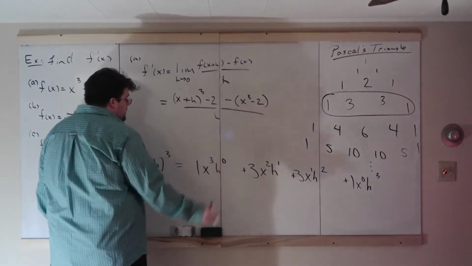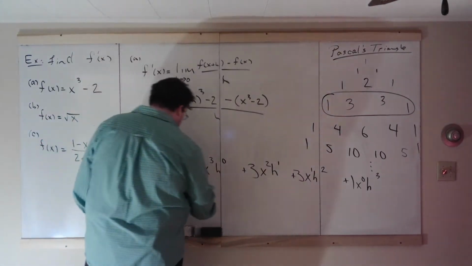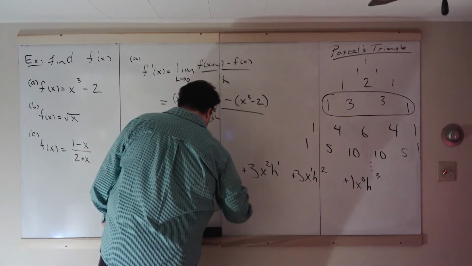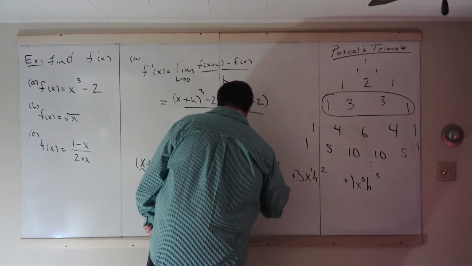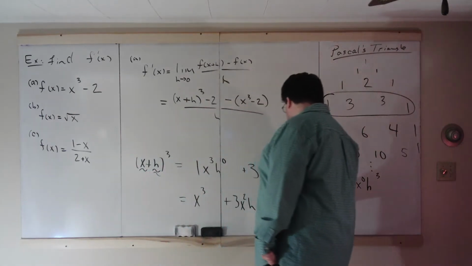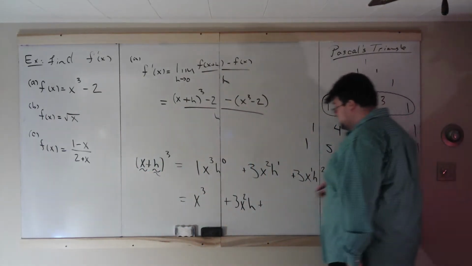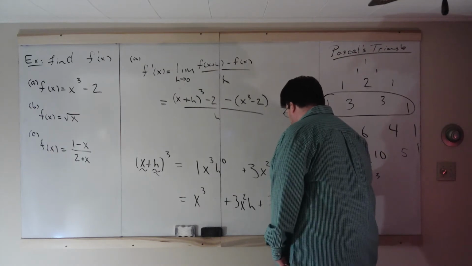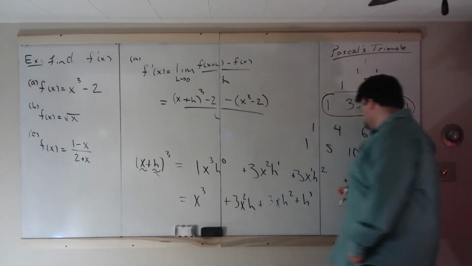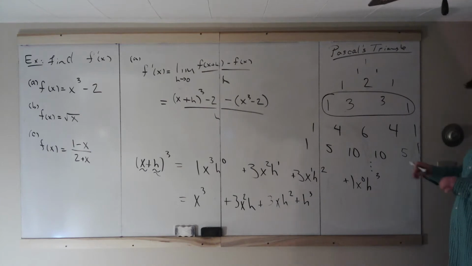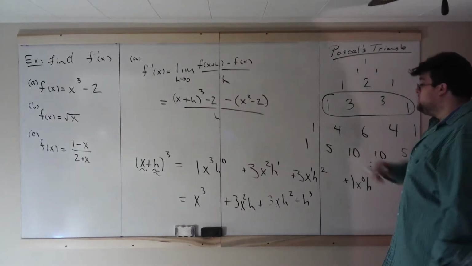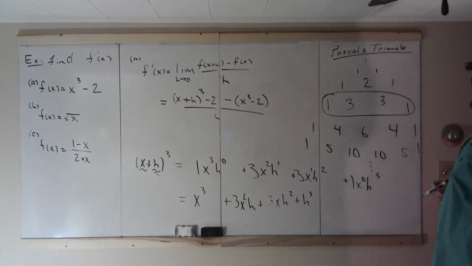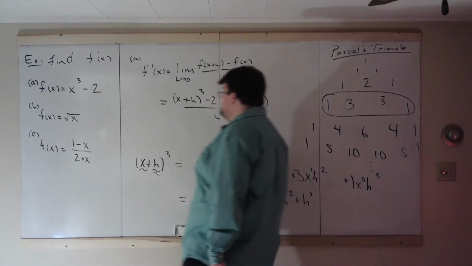H to the 0 is 1. 1 times x cubed is x cubed. H to the 1, you just write that as h. And similarly here, x to the 1 is just x. And on the last one, 1 times h cubed is just h cubed. These dots were for the triangle. Maybe I shouldn't have said that while I was doing that. But right here, we see that we can expand this cube like this.